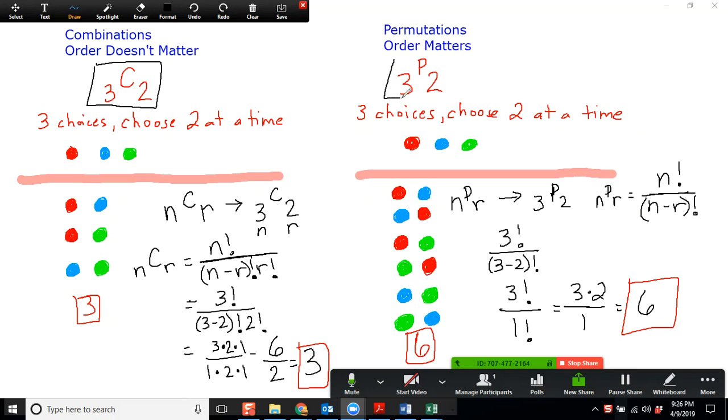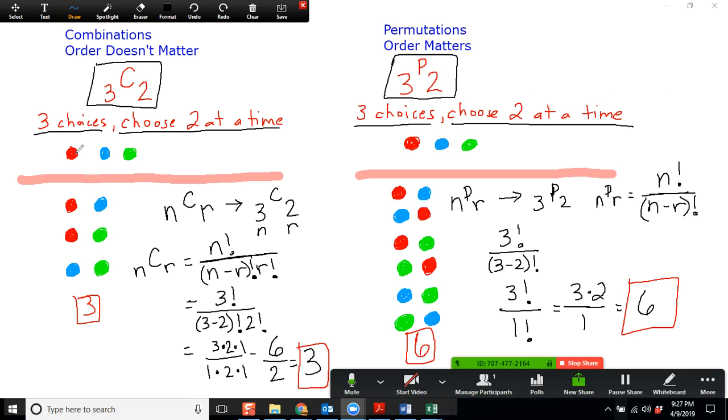But these two right here, this is like what you were presented with. One of them has a C, one of them has a P. So you know it's combinations or permutations. But they're referring to the same idea. You have 3 choices, and you need to choose 2 at a time. Same thing over here, 3 choices, choose 2 at a time. So those numbers 3 and 2 mean the exact same thing.